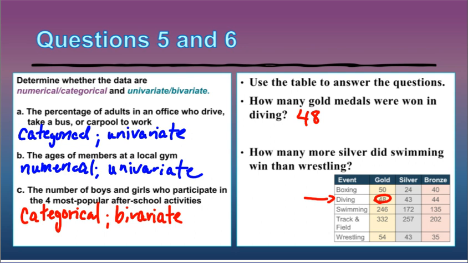How many more silver did swimming win than wrestling? So I look in the silver column. Swimming was 172. Wrestling was 43. So if I subtract them, because I want to find out how many more, so 172 minus 43 gives us 129.